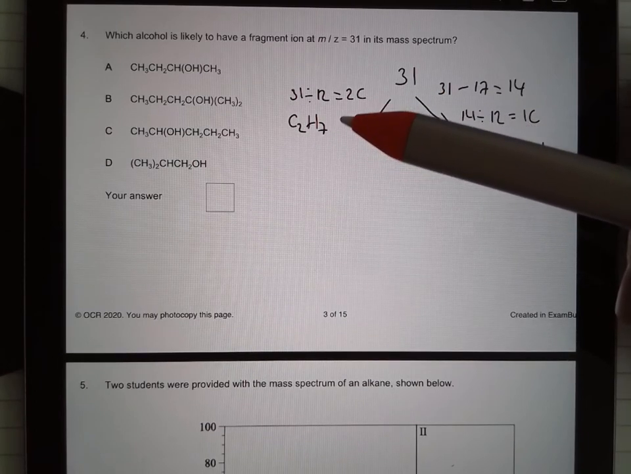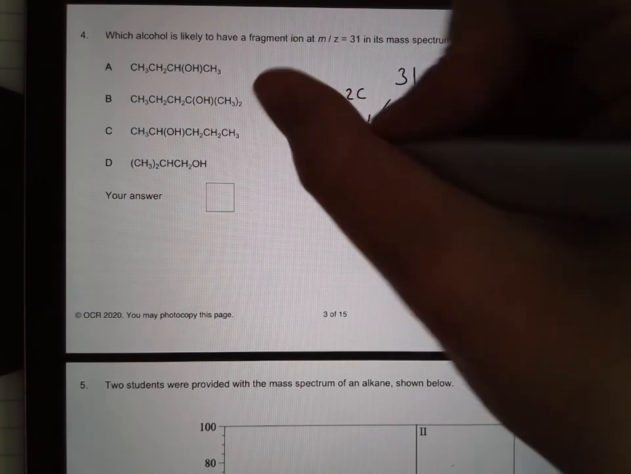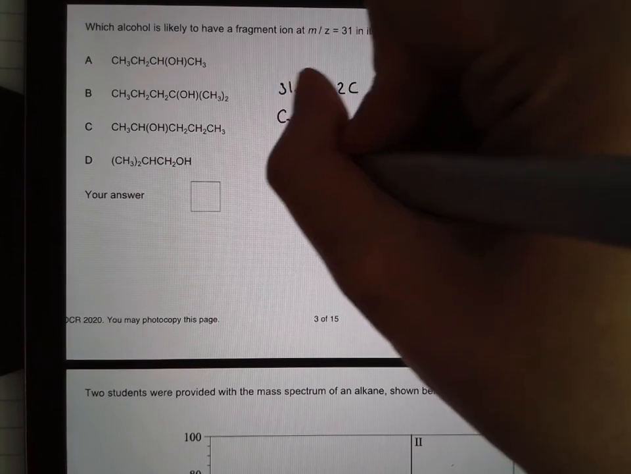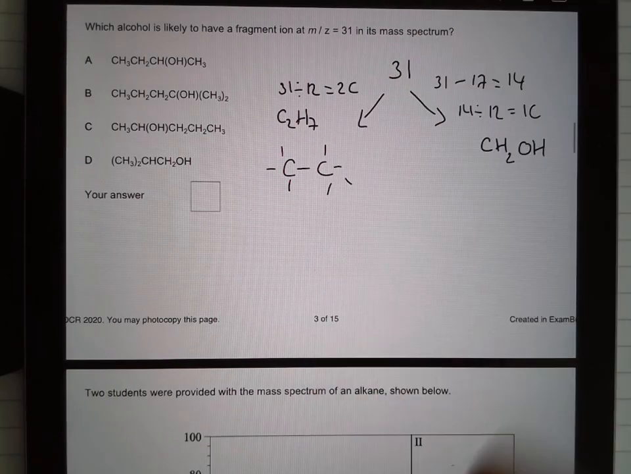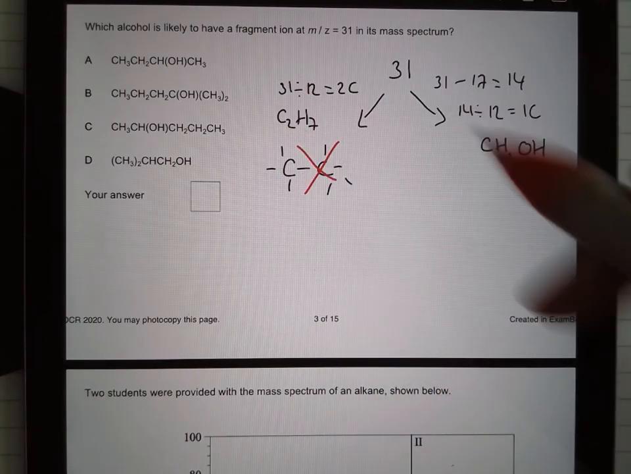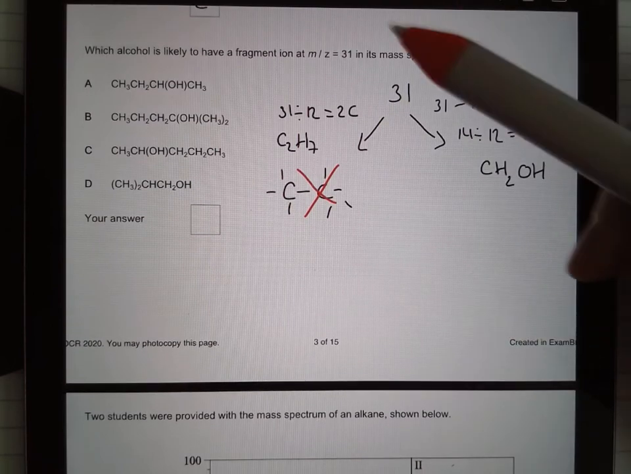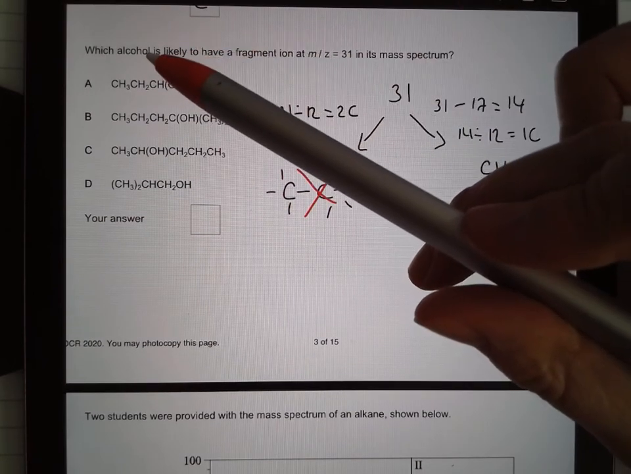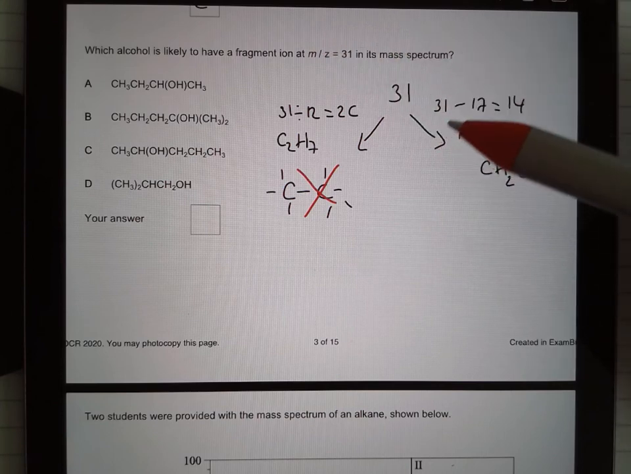Now I know straight away that that's not a thing, okay, C2H7. If you've only got 2 carbon atoms, then you've got no way of fitting 7 hydrogens around. So I know straight away that C2H7 is not a fragment, and it's not going to give me a peak at 31. So my other options, as it's an alcohol, is including the OH. Okay, so my total mass of my fragment is 31.